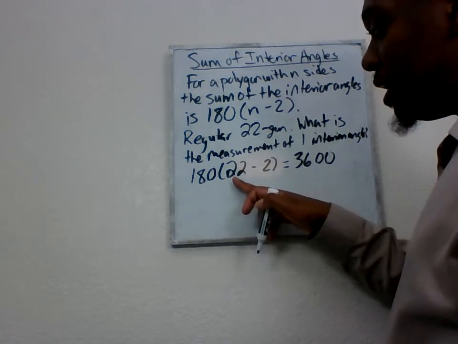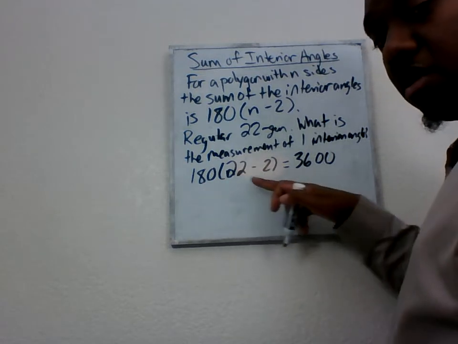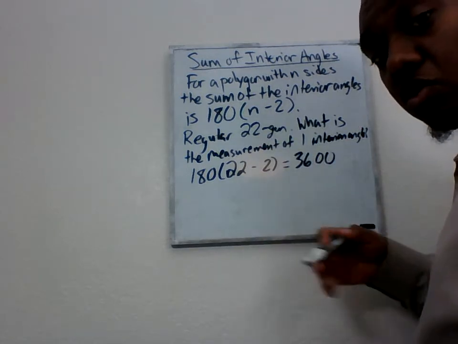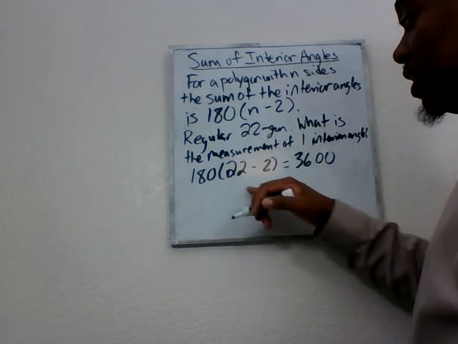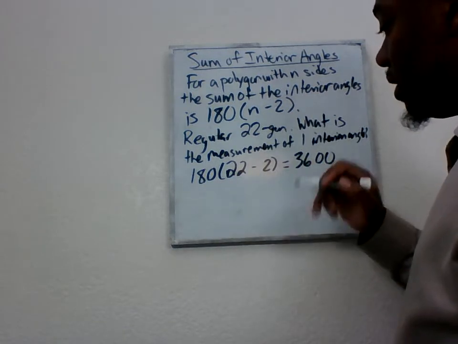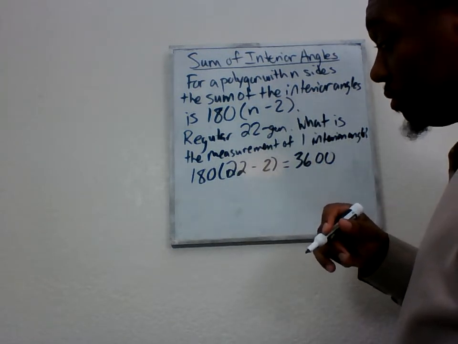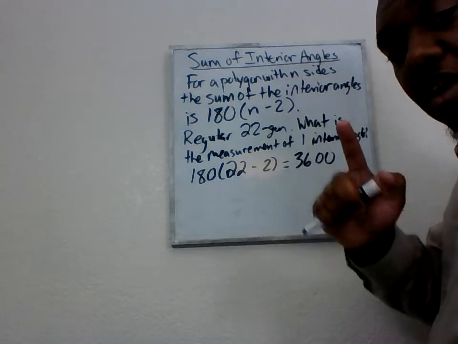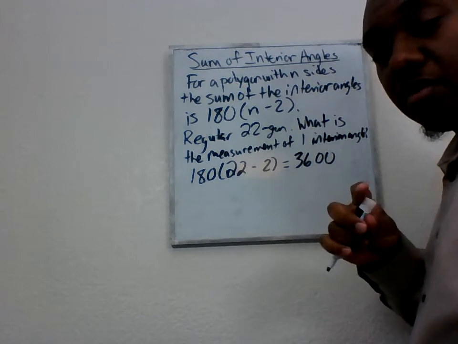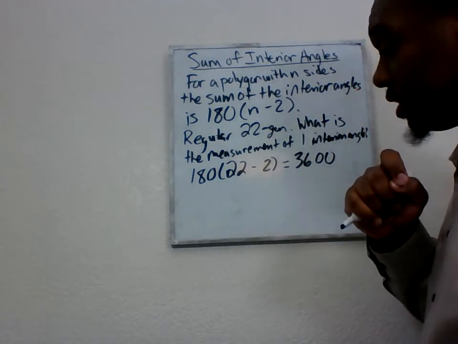We took 180 times n minus 2, where n was the number of sides. This is a 22-gon, so it is 22 in that case. 22 minus 2 is 20, times 180. We get 3,600. Okay, but we're still trying to find the measure of just one of those interior angles. This is the sum of all 22 of them. So how would I find the measure of just one of those angles?